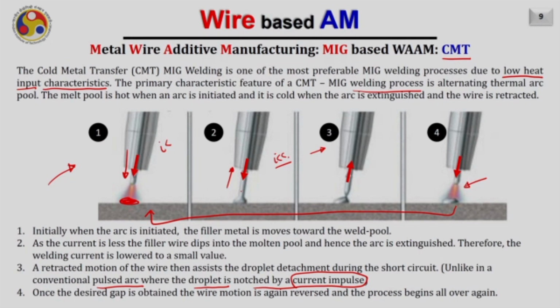So in this case, as we are not giving any impulse current to detach the wire, the average power is maintained at a very low value, and the process is very efficient and can also deposit the material at a very low temperature. This process is found very suitable for depositing materials such as aluminium.